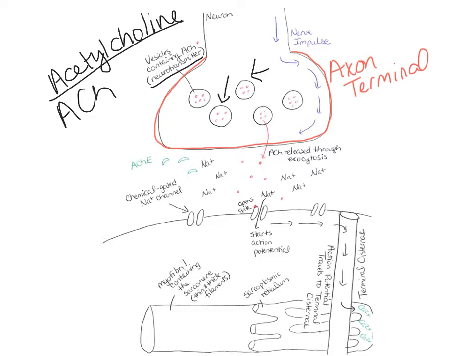So in the neuron, there's a nerve impulse that travels down the axon. And when that nerve impulse gets to the axon terminal or synaptic terminal, it causes the exocytosis of these vesicles. What that means is that the vesicles fuse to the membrane of the axon terminal and they release the acetylcholine out into the interstitial fluid. So there's a little bit of a space here between the axon terminal and the muscle. And that space we call the synaptic cleft.